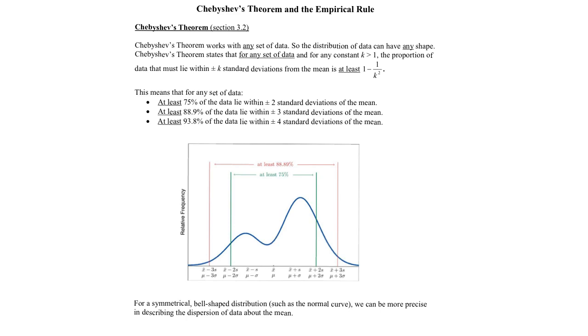So we talked about this formula here. The proportion of data that must lie within k standard deviations from the mean is at least this, right? And the ones that we looked at in chapter 3, we only did it for k equals 2, 3, or 4, right? But k could be anything bigger than 1. So these are the ones that we looked at.